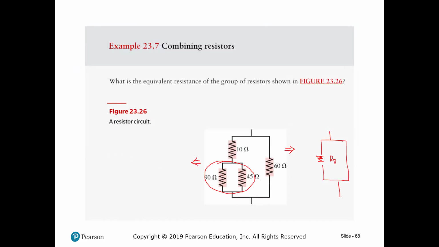So the combination of these two is going to be 1 over 90 plus 1 over 45, which is 1 plus 2 over 90, so this is 3 over 90. So this is 1 over Req.